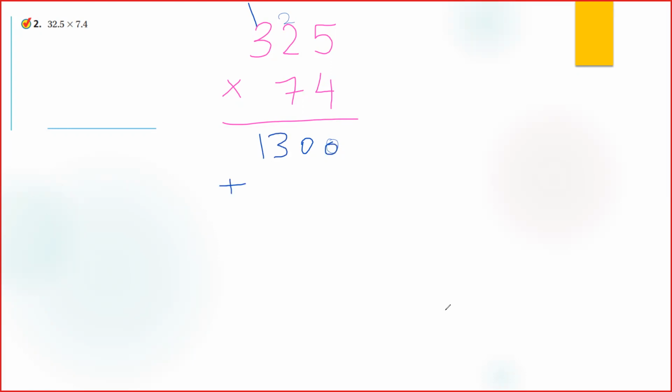Okay. And 7 times 5 is... Stop. First, what do you have to add? First, you have to add 0. 0, bravo. Then? Yeah, and 7 times 5 is 35. We'll add the 5 down and the 3 up. And then 7 times 2 is 14, plus 3 is 17. And 7 times 3 is 21. Plus 1 is 22.